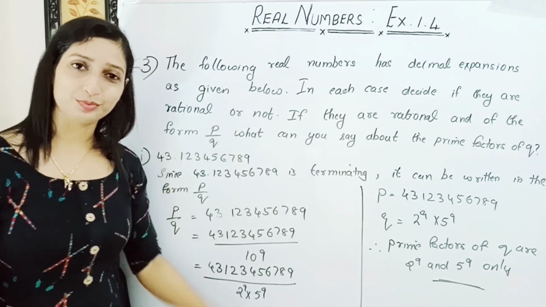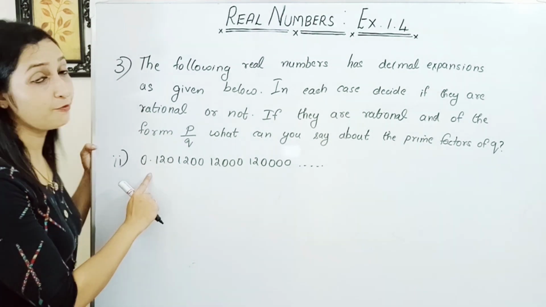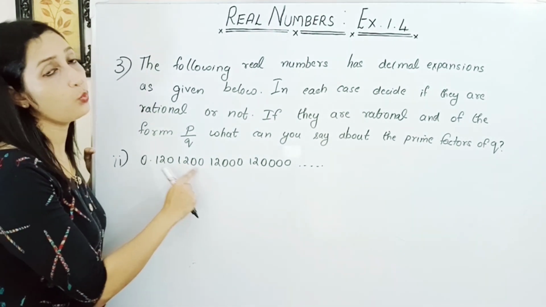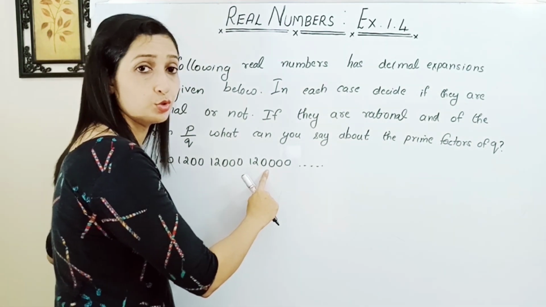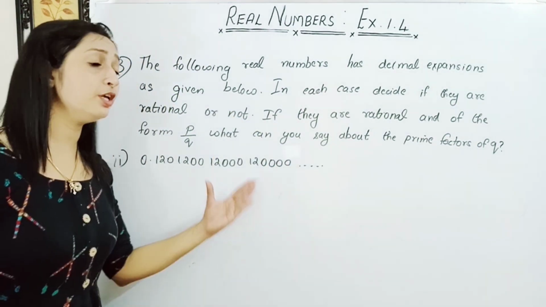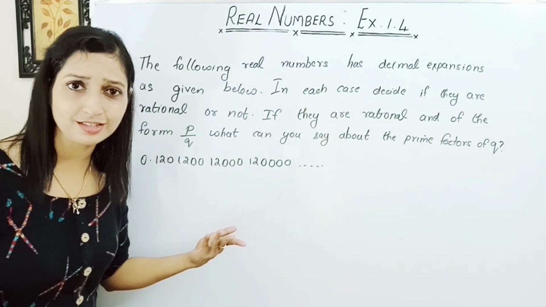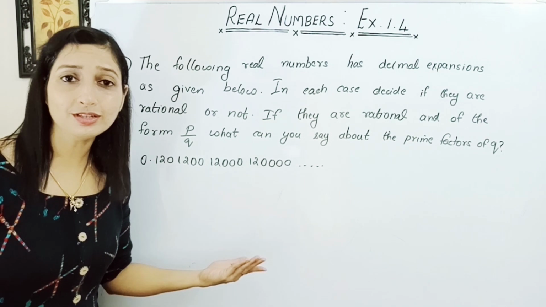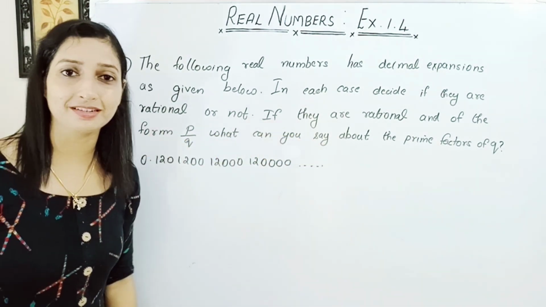This is part 2 of question number 3, and it is given as 0.120 and it goes on. So what can you say about this given decimal expansion? It is neither terminating nor repeating. So is it a rational number? No, it is not a rational number.